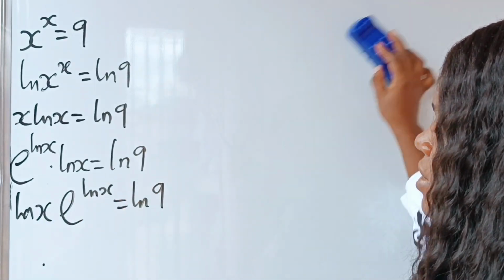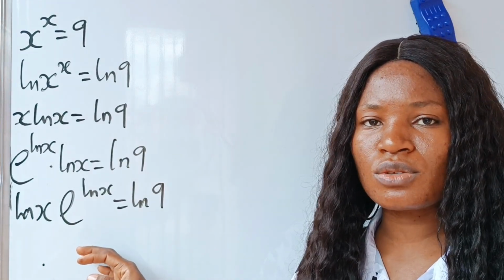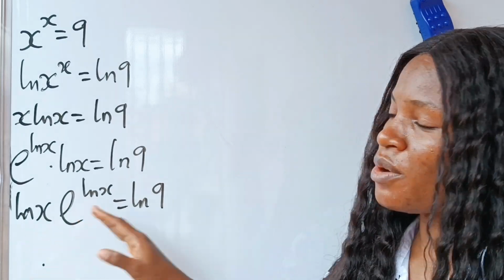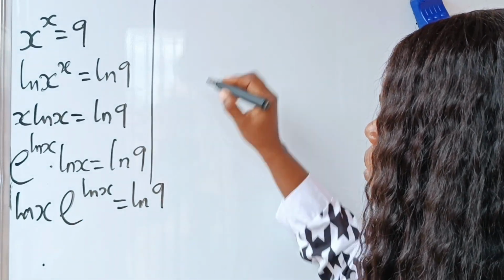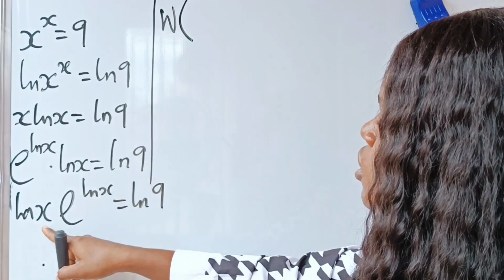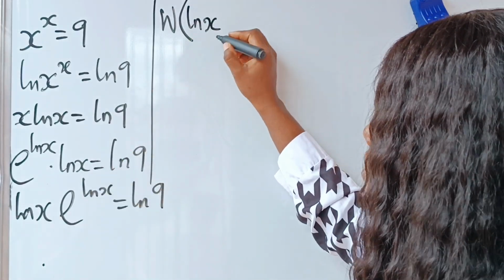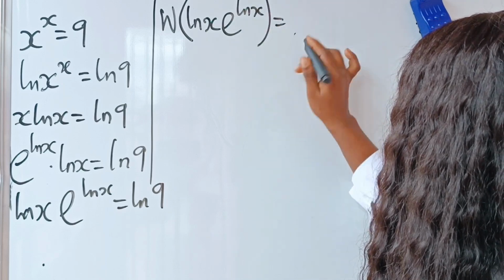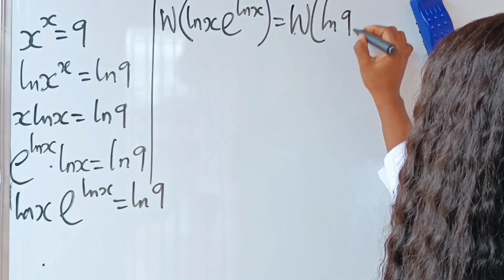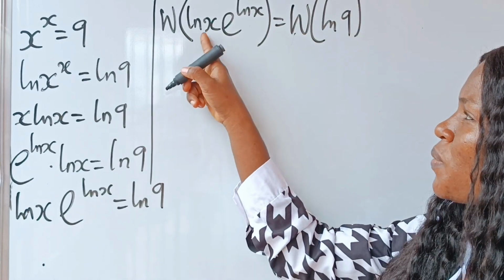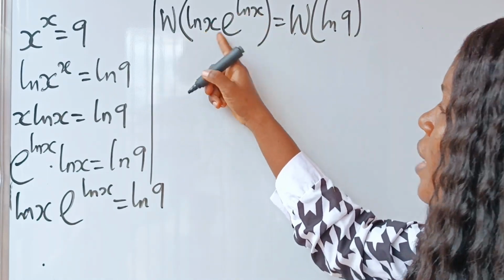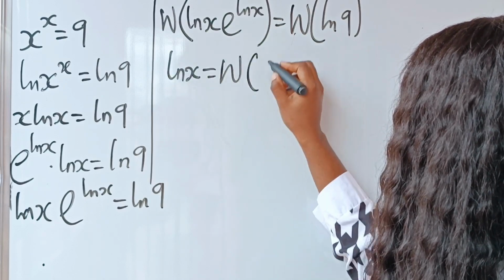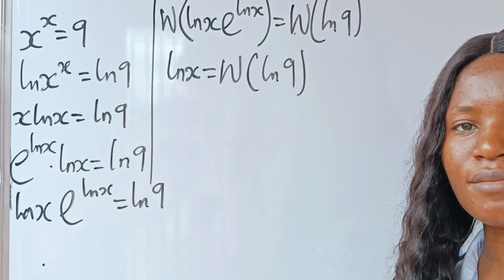So I think at this point this is where we need to introduce our Lambert W function, because our term is already in that form. So we introduce our Lambert W function to both sides of the equation. So we have ln x e to the power of ln x is equal to the Lambert W function of ln 9. Now recall that we have the same thing here and here. So with this function, we can say that this side is now equal to ln x is equal to the Lambert W function of ln 9.